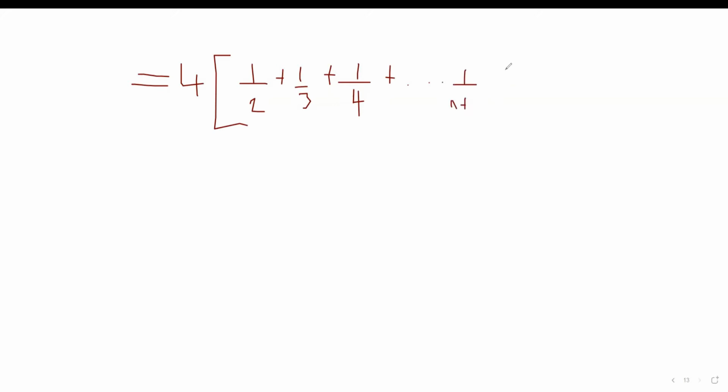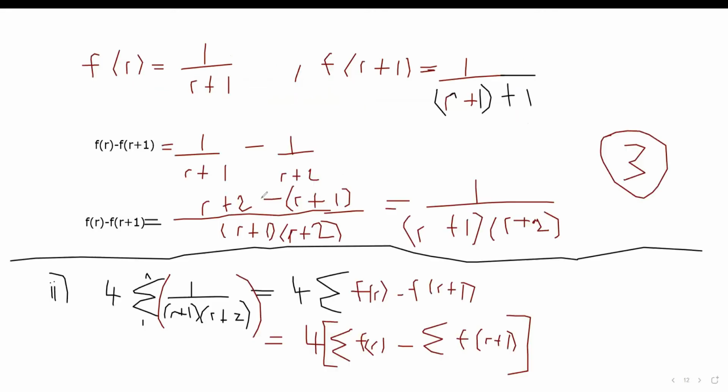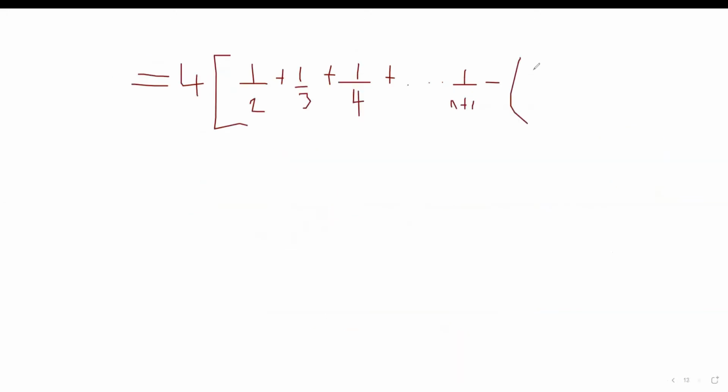Then it is minus, now we'll plug in f of r plus 1. F of r plus 1 is 1 over r plus 2. Plug in r as 1, you get 1 over 1 plus 1 plus 1, which is 1 over 3. Then it continues, so on this side it starts from 1 over 3, plus 1 over 4, plus 1 over 5, and it continues until, plugging in r as n, we get 1 over n plus 2.